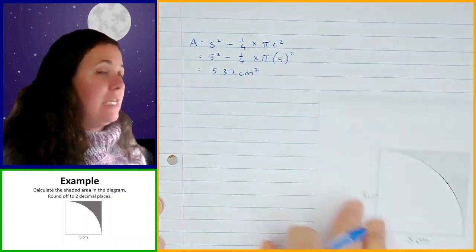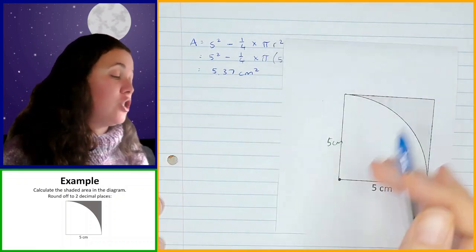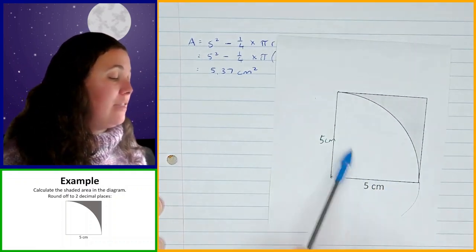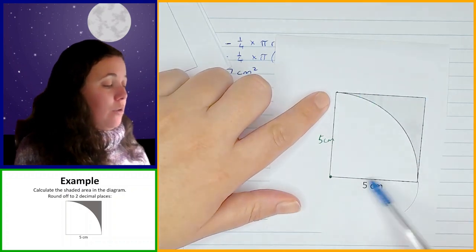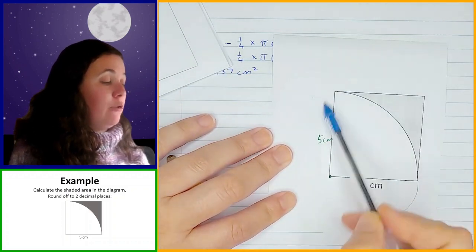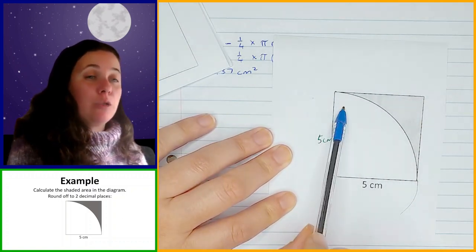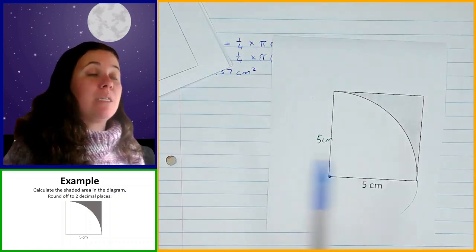When you have an example like this, where you've been given a shaded area or told to work out a section of it, you need to work out everything that makes it up. If this wasn't cut out, what would this whole thing be? It would be a square. So we work out the area of that square. Then we work out the area of the cutout part, the white part, and we subtract it.